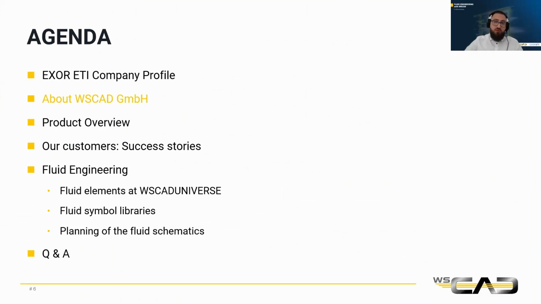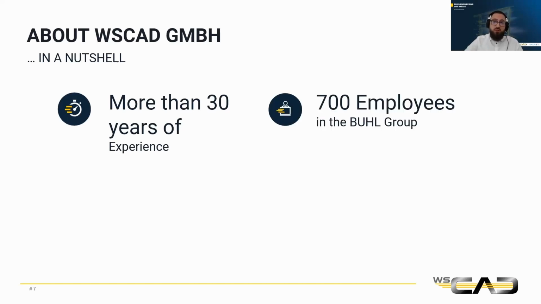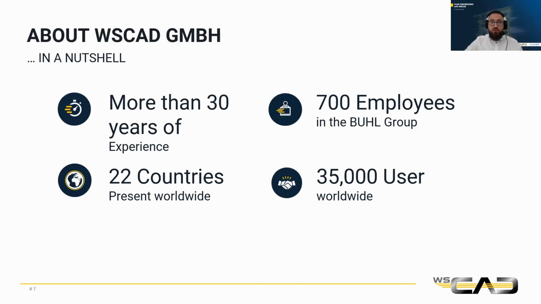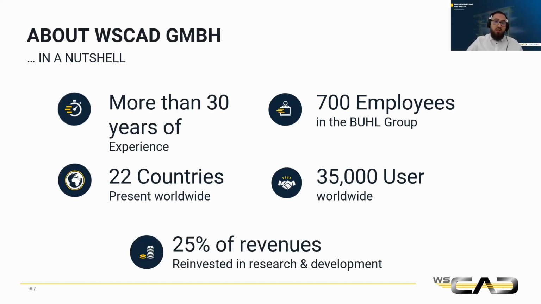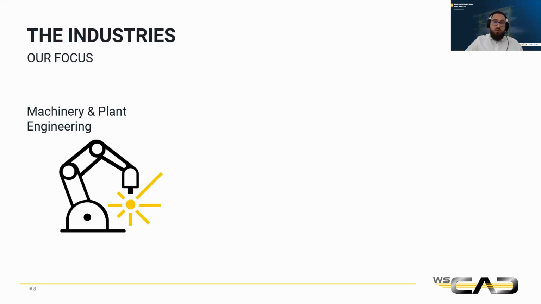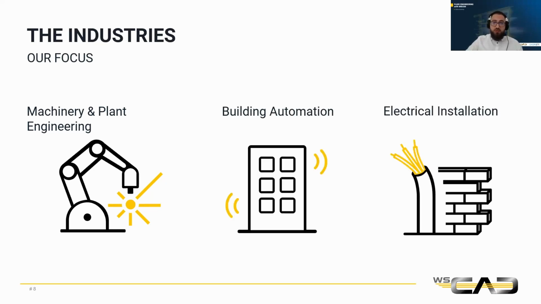Now we'll go over some facts about WSCAD. WSCAD is a company and also software that has existed for more than 30 years. They started as a small company and later became part of the Bull Group, and that group has over 700 employees. They're present in 22 countries worldwide, counting over 35,000 users. One interesting fact is that they reinvest about 25% of their revenues in the R&D sector. Regarding the industries, the main focus is put on machinery and plant engineering, building automation, and electrical installations.